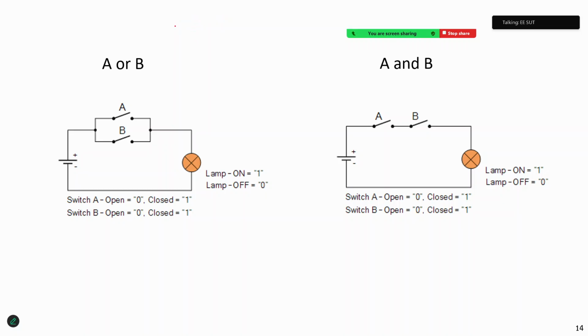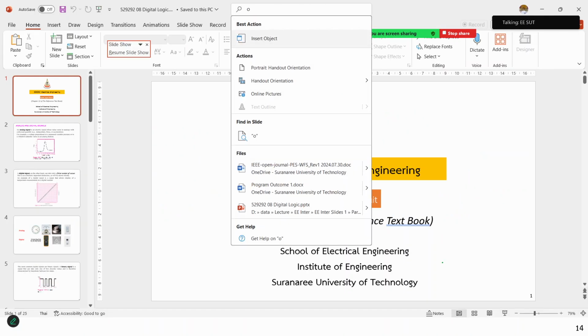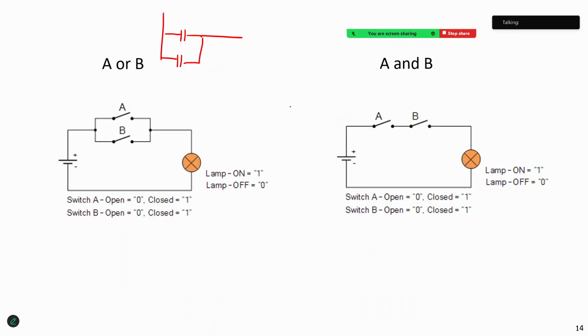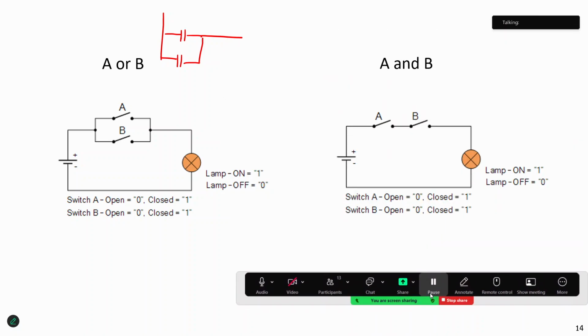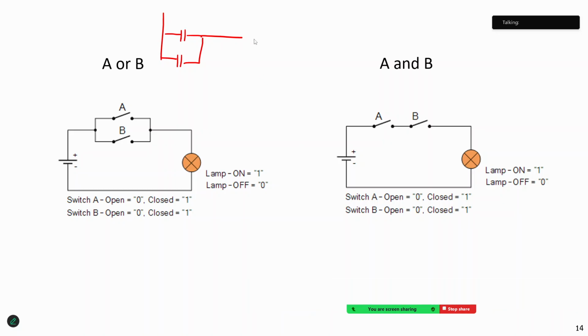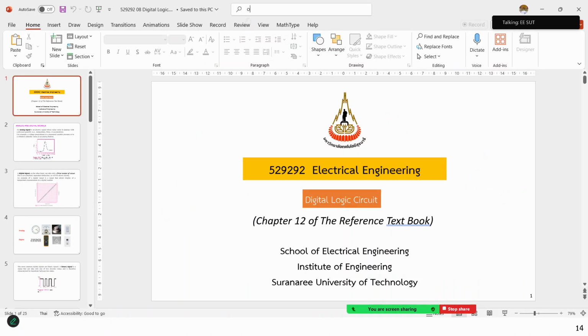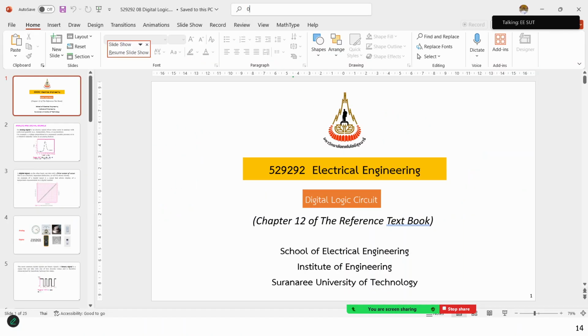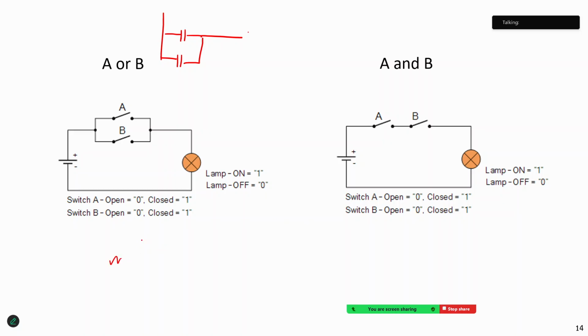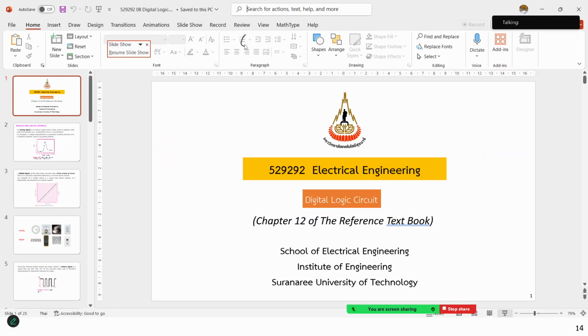Sorry, like this. This is output. Oh. This is output. I'm sorry. Output. Right.